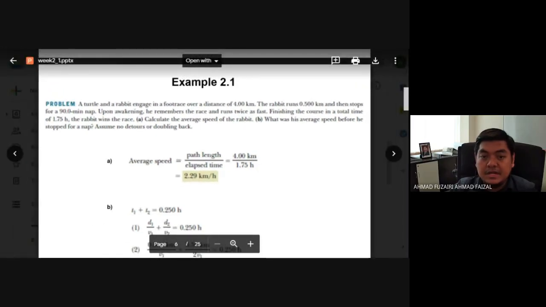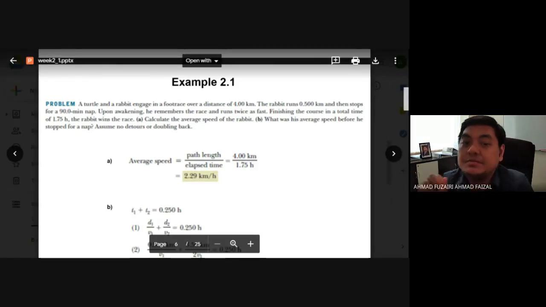So soalan: a turtle and a rabbit engage in a foot race over a distance of 4 kilometers. The rabbit runs 0.5 kilometers and then stops for a 90 minutes nap. Upon awakening, he remembers the race and runs twice as fast, finishing the course in a total time of 1.75 hours. The rabbit wins the race. Calculate the average speed of the rabbit.